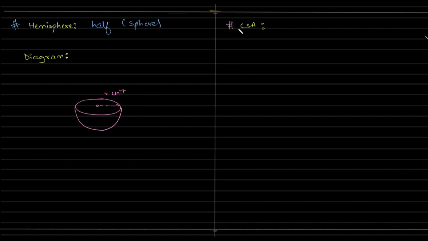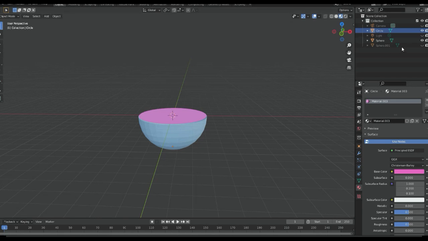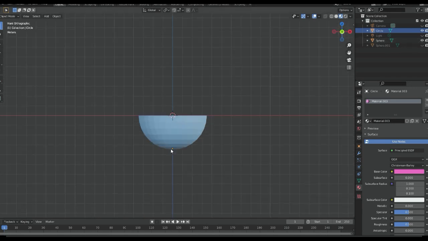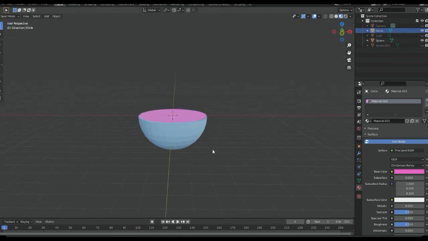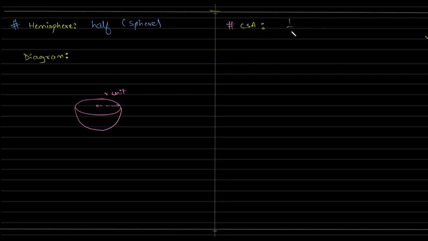Okay, now let's look into the curved surface area. Obviously the curved surface area is half of the sphere, right? The entire sphere would be something like that, which we have seen before, but we are cutting half of it. So obviously the curved surface area will be half of 4 pi r square. So basically we just need 2 circles to cover the curved surface area of a hemisphere. So 2 pi r square, that is 2 times the area of a circle. Okay, so this is your curved surface area.